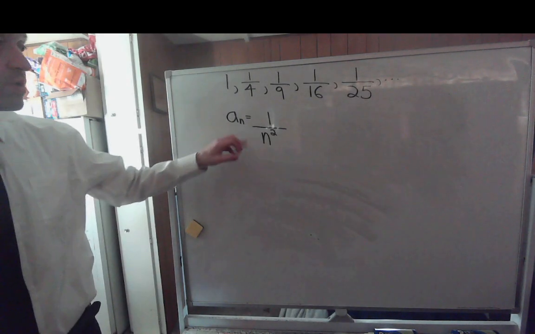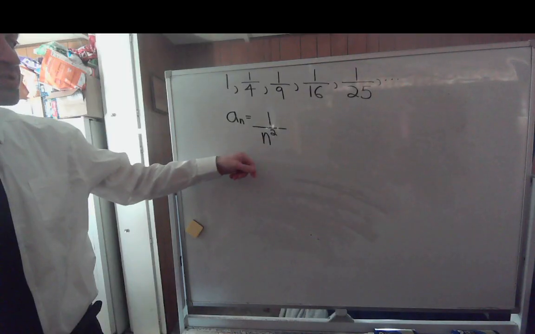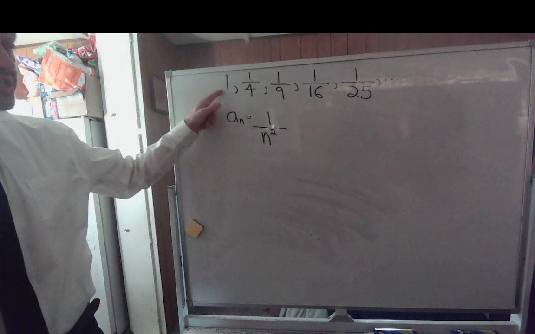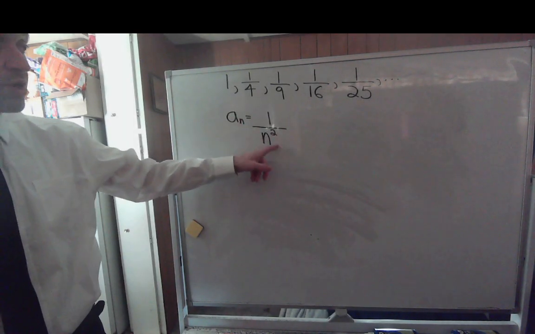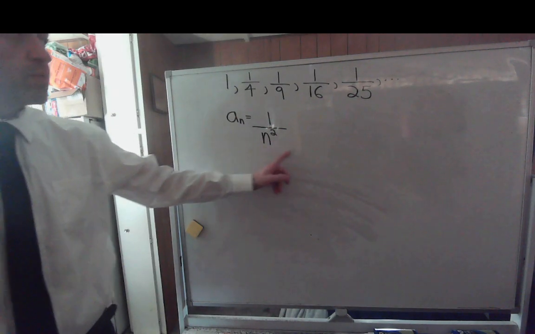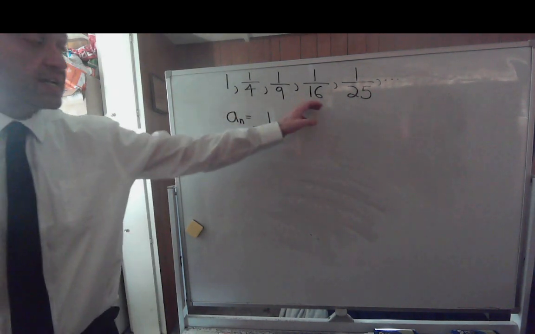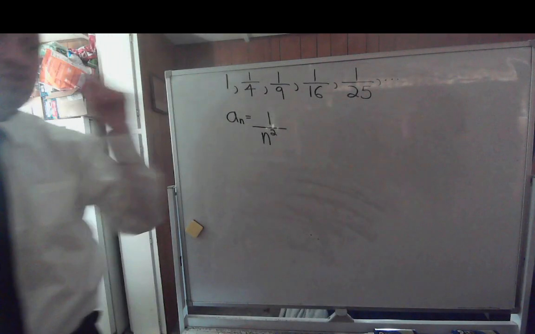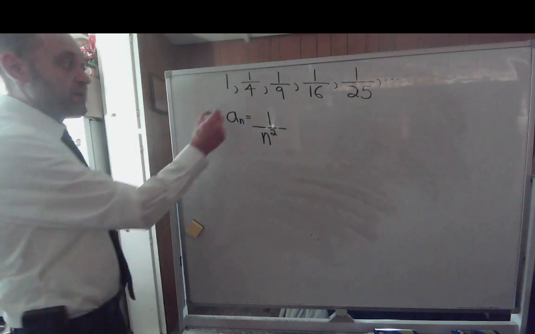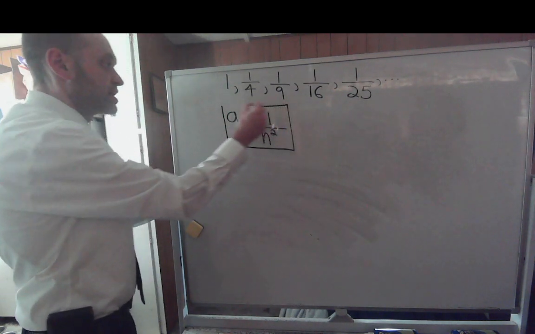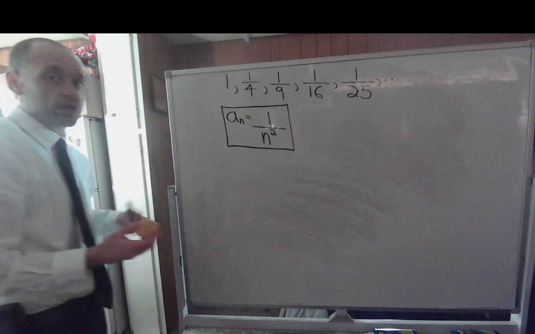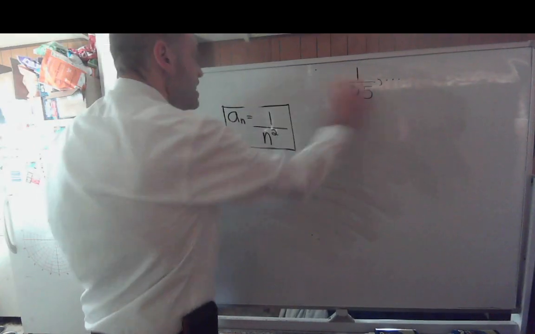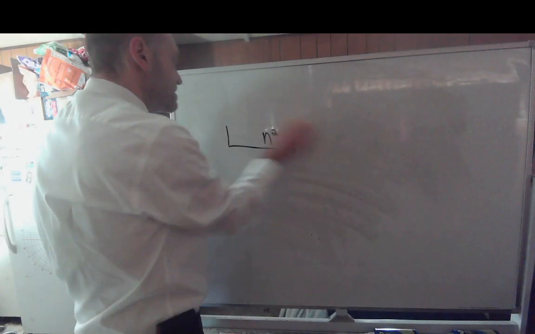So if 1's your first term, 1 over 1 squared would just give you that 1. 1 over 2 squared gives you 1/4. 1 over 3 squared gives you 1/9. 1 over 4 squared gives you 1/16. 1 over 5 squared gives you 1/25. So in fact, the general formula for this particular sequence would be a sub n equals 1 over n squared. The whole idea of this is to be able to spot patterns.